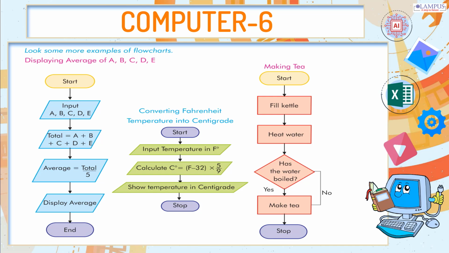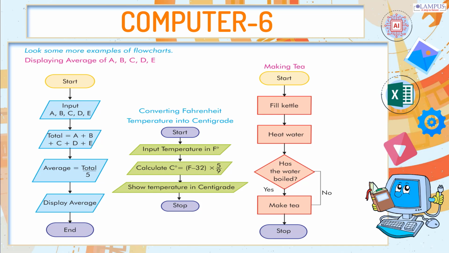Displaying average of A, B, C, D, E. Start. Input A, B, C, D, E. Total equals A plus B plus C plus D plus E. Average equals total divided by 5. Display average.